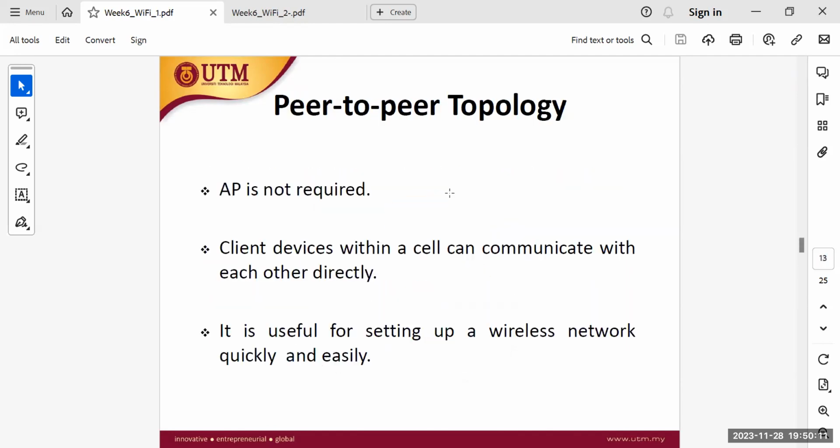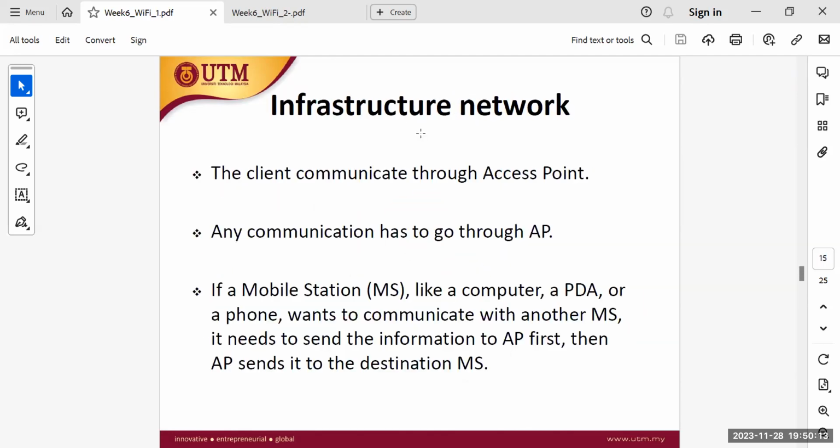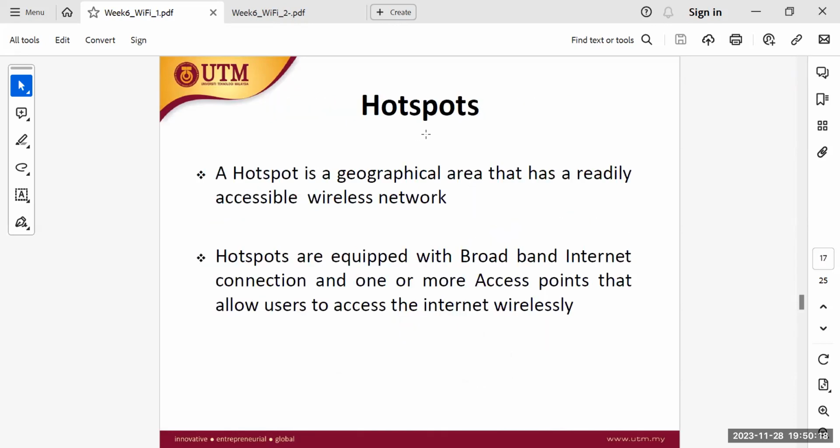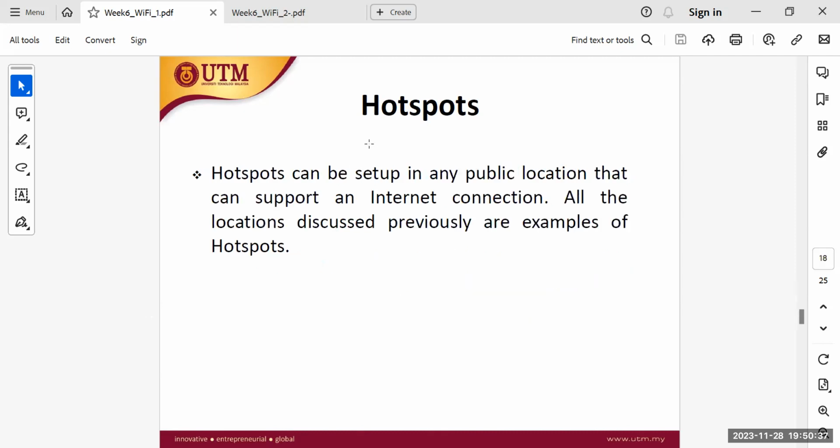Okay, so now we are done with the types of Wi-Fi topologies. Let's move on to the next thing, that is hotspots. A hotspot is a geographical area that has a readily accessible wireless network. Hotspots are equipped with a broadband internet connection and one or more access points that allow users to access the internet wirelessly. So a hotspot can be set up in any public location that can support an internet connection.